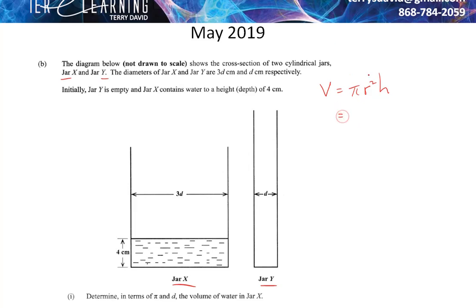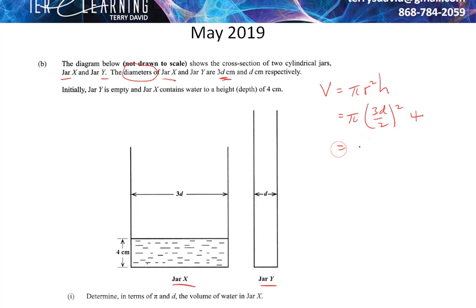What did they tell us here? So for the volume of cylinder X, we need the radius. All right, so jar X has a diameter. Now notice here, it's the diameter they have. So the diameter is 3d, sorry. So if my diameter is 3d, then my radius is 3d divided by 2, squared, multiplied by the height. The height in this case for jar X is 4.